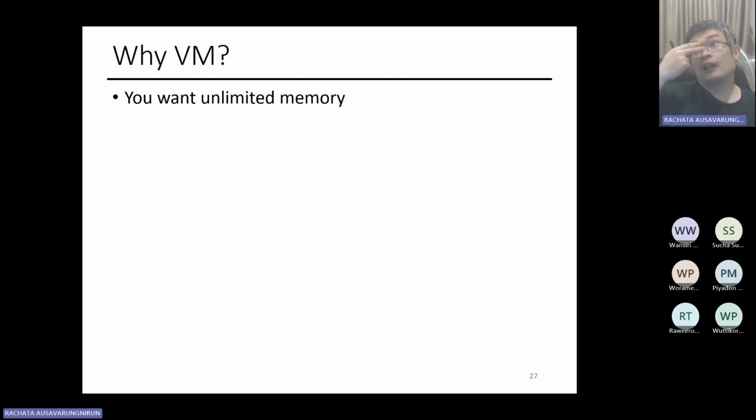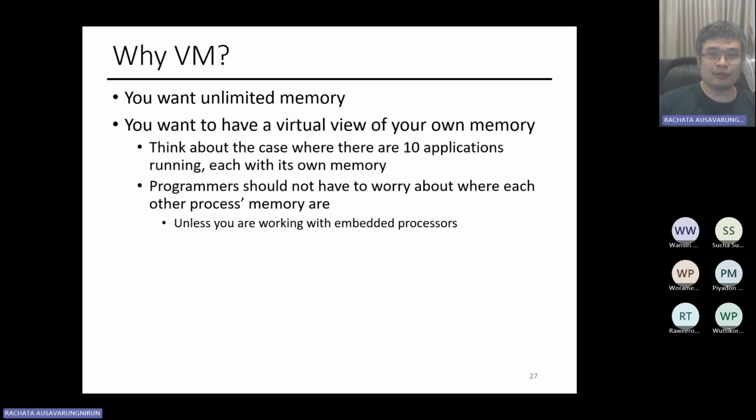All right. So first of all, you think about ideal memory, right? An ideal memory, you want something to be unlimited, right? You also want to have the virtual view of your own memory. Basically, if you write a program, you want to be writing a program with the assumption that whatever memory you get, these are your own, and that's it. No one else is using the memory, right?